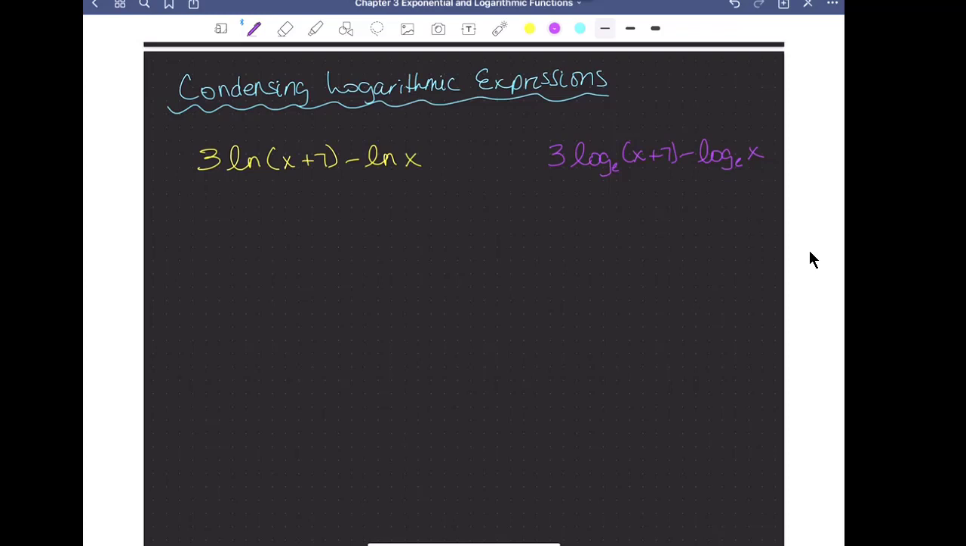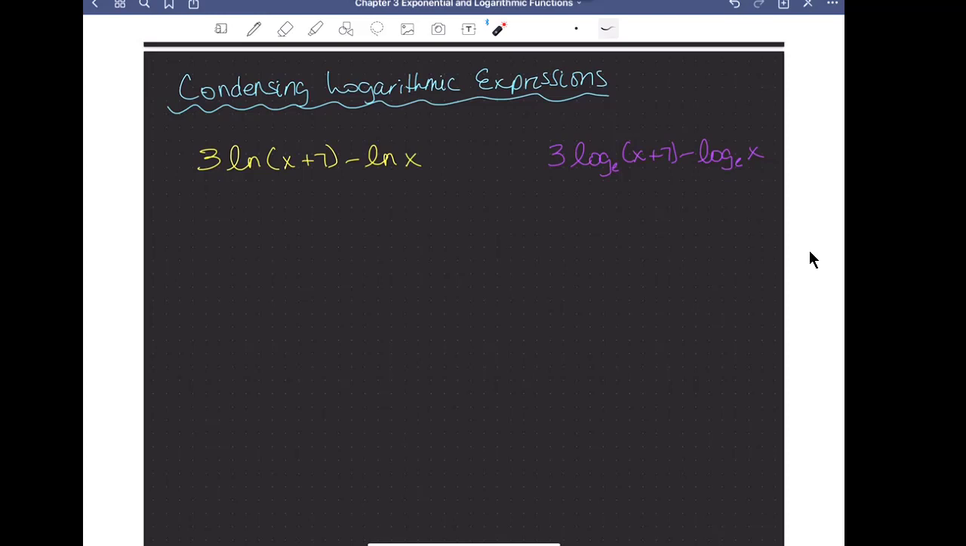If you feel more confident writing them as log base e and not natural log, go ahead. I am perfectly fine with that, right? All right. So if I want to condense this, I want to have it to where I'm only writing natural log once in my final problem.